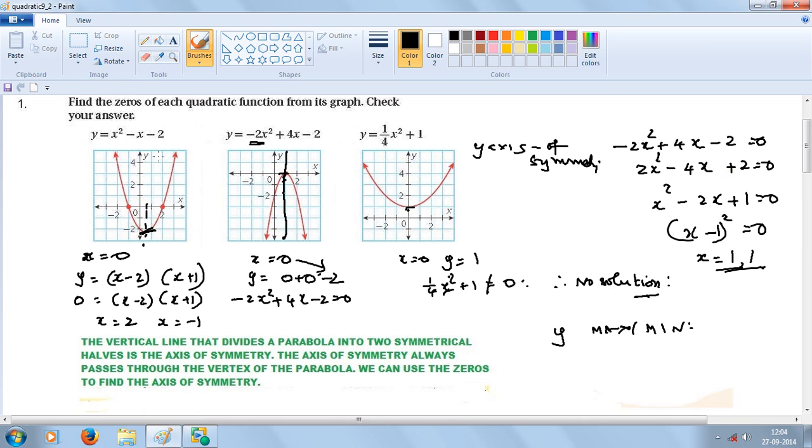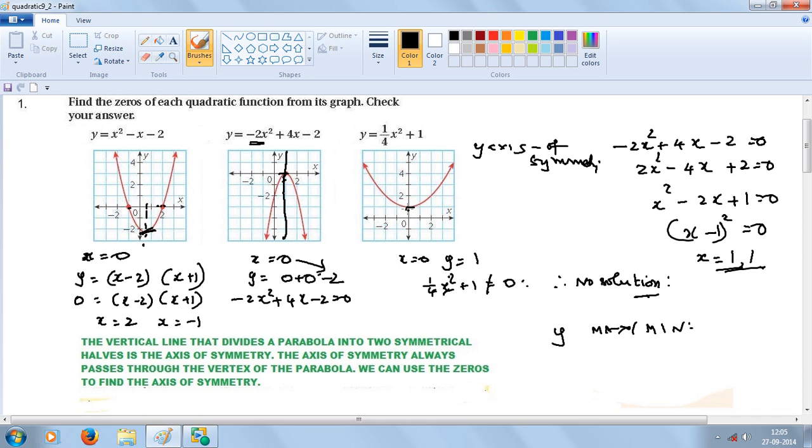Parallel to the y-axis. And also see the 2 points where it cuts the x-axis. The average of the x-intercepts will pass through the line of symmetry. So these two properties we will use. In this case, of course, it is not passing through.